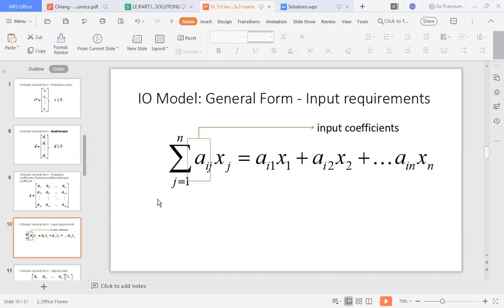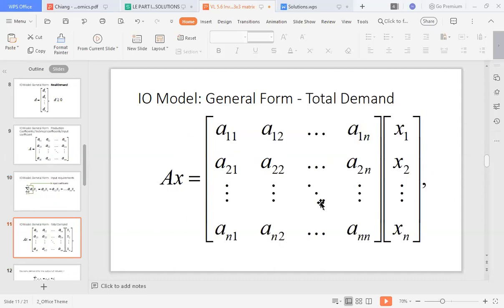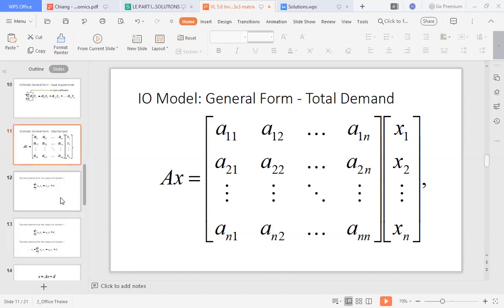What else? Now, in this slide as well, in total, these are the demands made on the output of all industries and can be expressed as this column vector. This was our technical coefficients, and this is our total output. Each row here, class, is the total demand on the output of industry I made by the entire production sector.